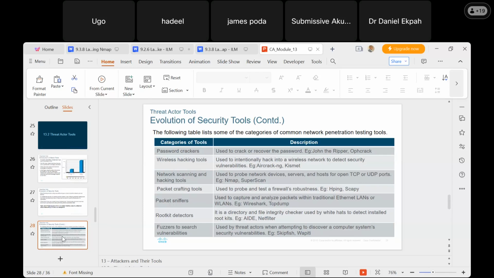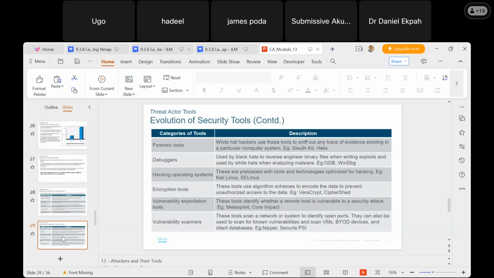Hping and Scapy. And then we have the packet sniffers. These are used to capture and analyze packets within traditional Ethernet LANs or wireless LANs, e.g. Wireshark and tcpdump. And then we have the rootkit detectors. This is a directory and file integrity checker used by white hats to detect installed rootkits, e.g. AIDE and Netfilter. And then we have the fuzzers, used to search for vulnerabilities. So these are our categories of tools of common network penetration testing tools, among others.